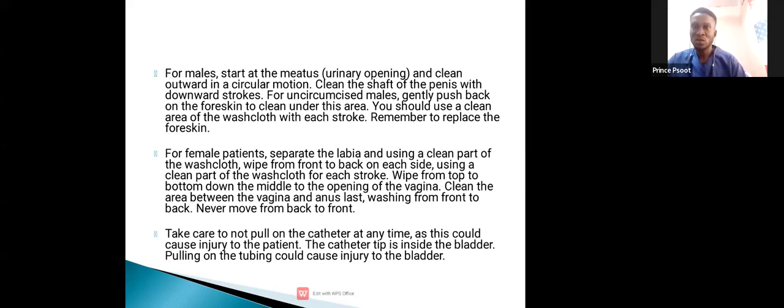Clean the shaft of the penis with a downward stroke. For an uncircumcised male, you can usually push back the foreskin, clean under the area, then you can use a clean area of the washcloth to stroke. Then remember to replace the foreskin back, like the normal procedure I've always talked about.